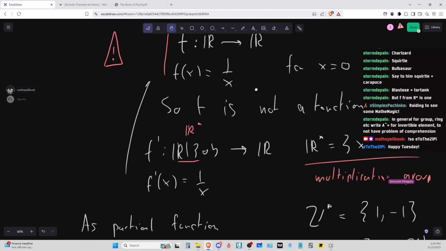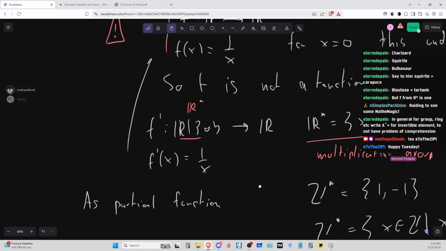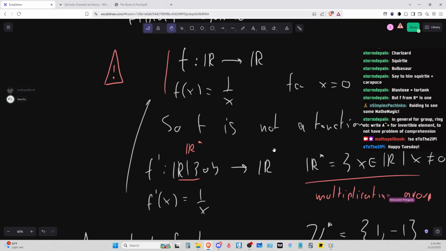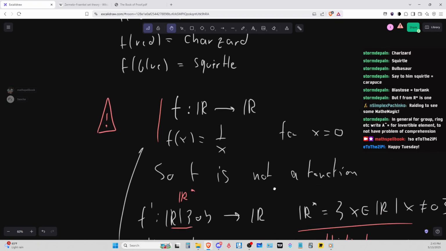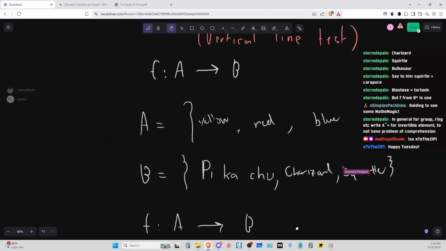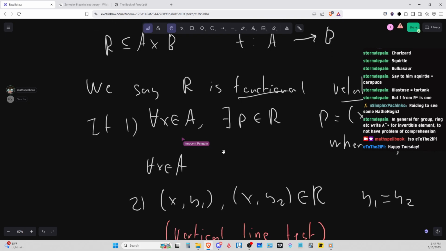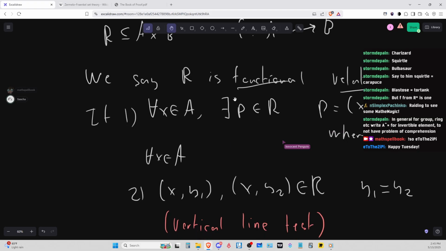So basically, 1 over x is considered a partial function, like you said, right? Yeah. If you look from R to R, you would say it's a partial function. And what's the definition of a partial function? Well, it's the same thing as a function, it's just that the first axiom can fail. Oh, okay. The first axiom can fail. Okay, so maybe it's not.